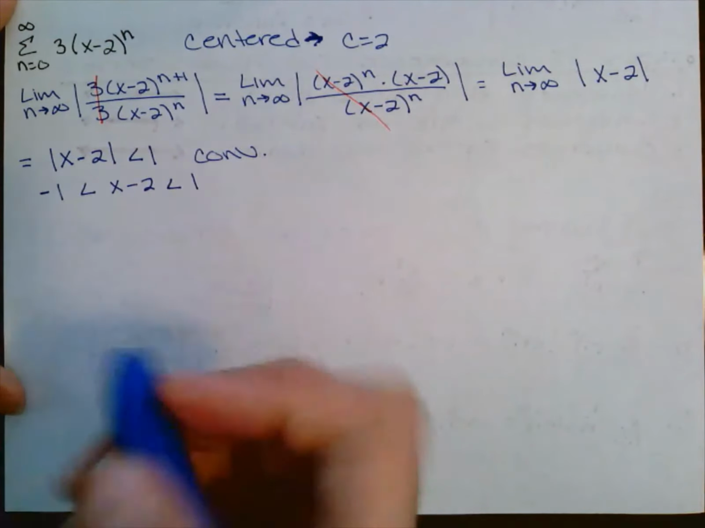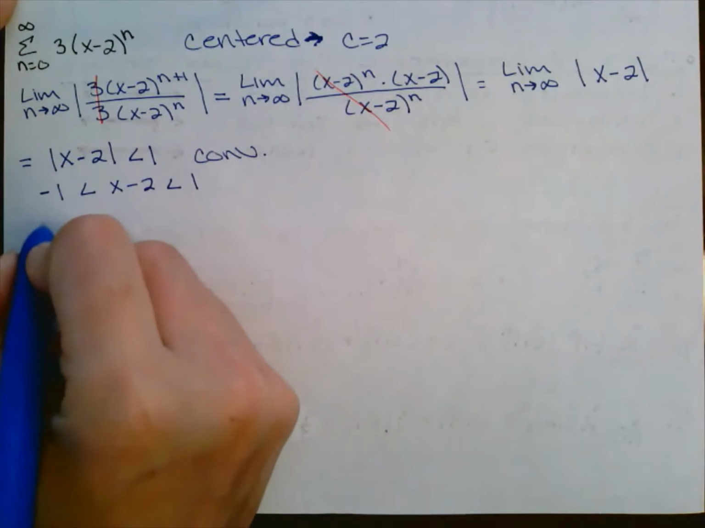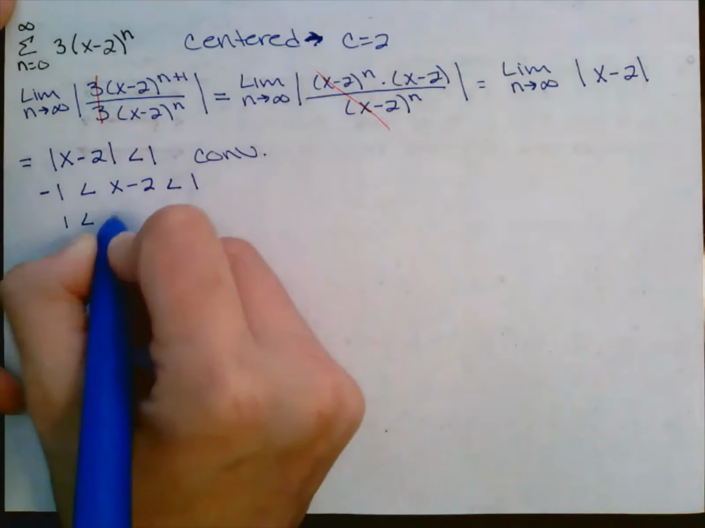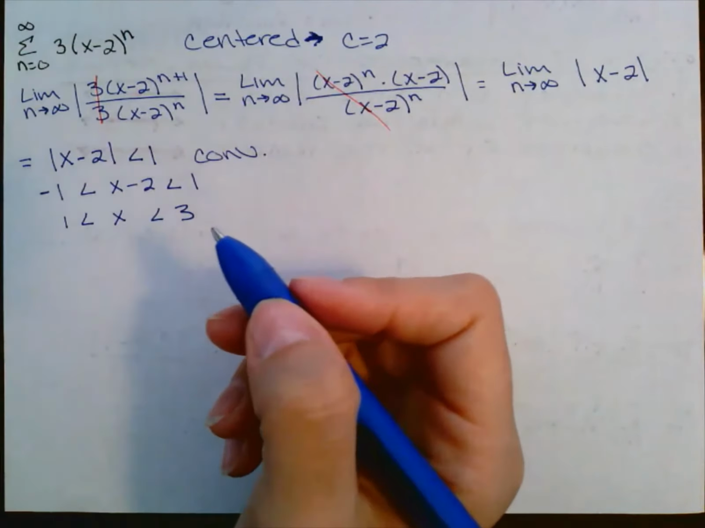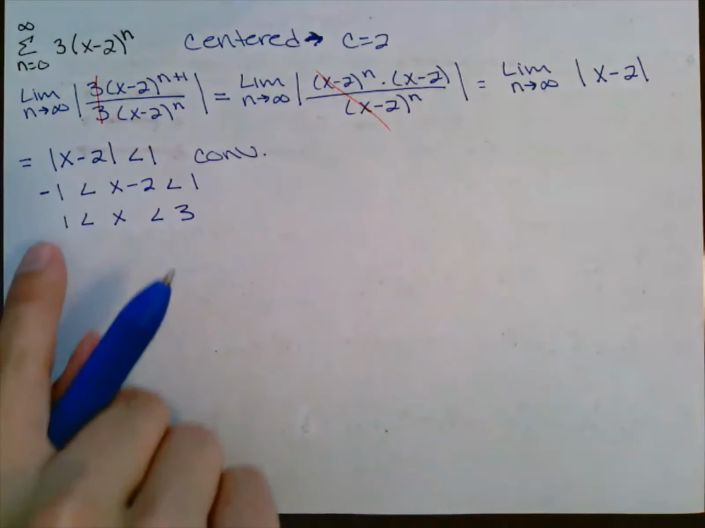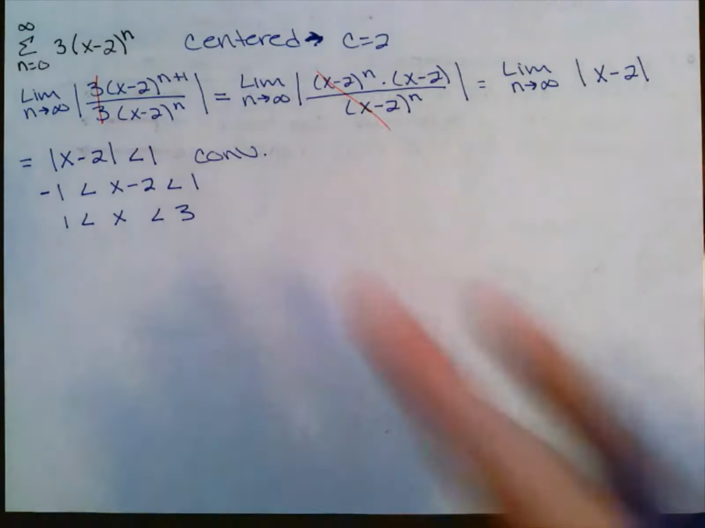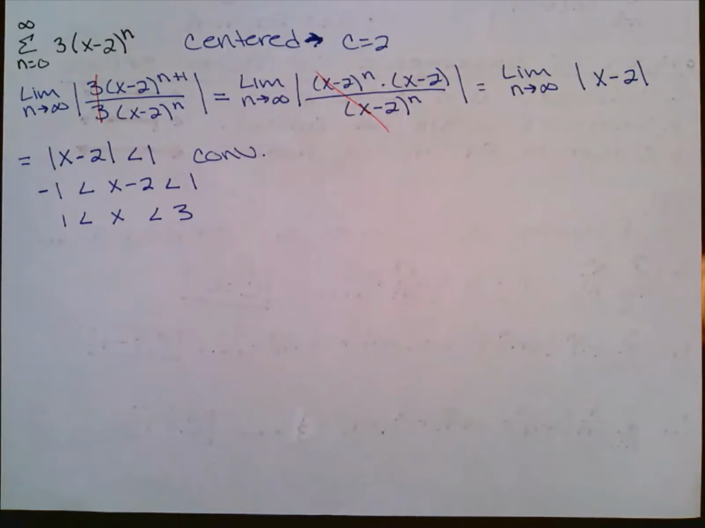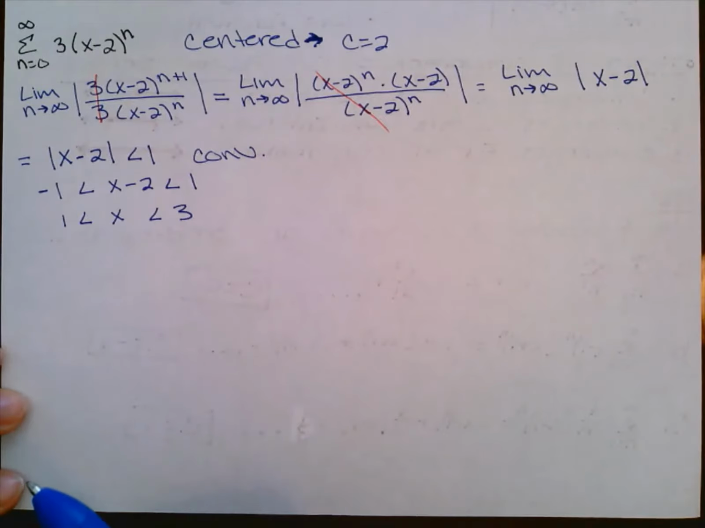Isolate x, add that 2 to both sides. So I'm going to say -1 plus 2 is going to be a +1. And then 1 plus 2 is going to be a 3. That means that this converges from 1 to 3. But I'm not done just yet. My next step is to plug these two endpoints into the original function in order to test whether to include them as part of the convergence or not.